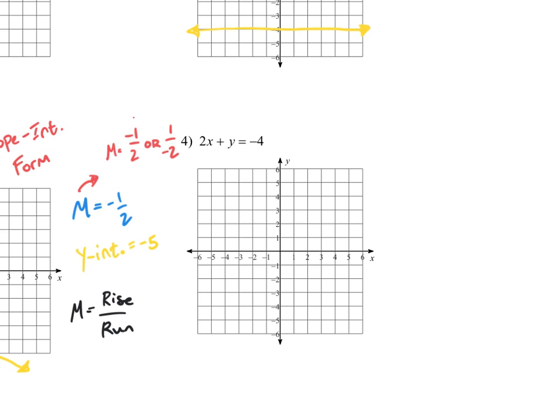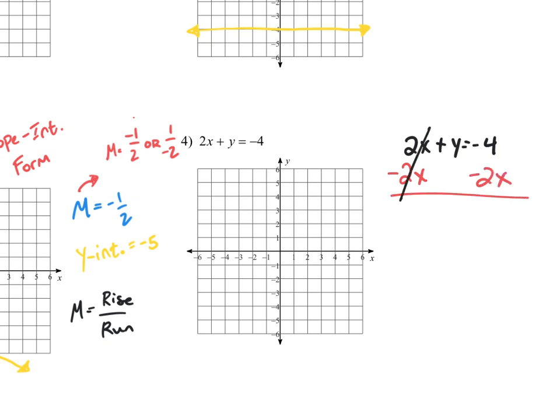Here, when you look at this, the thing you should notice, 2x plus y equals -4 is not in slope-intercept form. This is standard form. It is not in slope-intercept form because y is not by itself. Can we make it by itself? Yeah, we 100% can. You do that by moving that 2x. How can I move it to the other side? I subtract it. So it was a positive 2x. I need to make it a negative 2x.